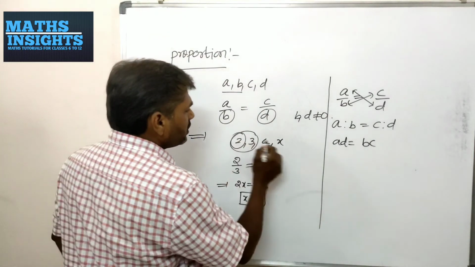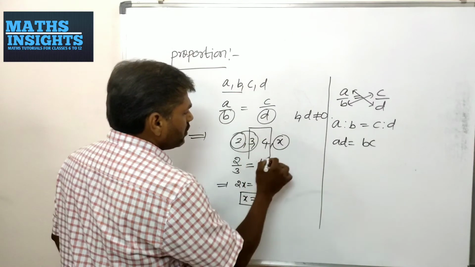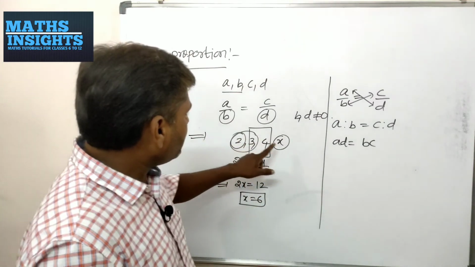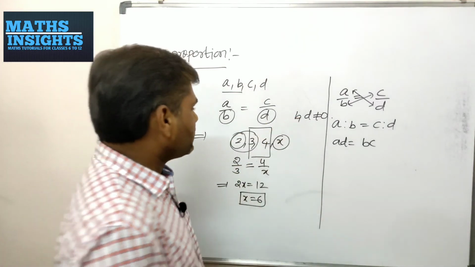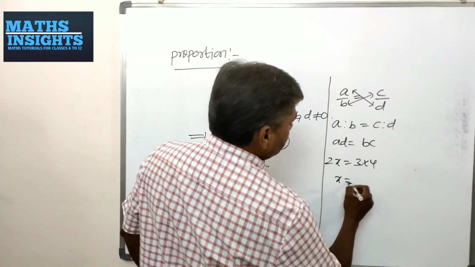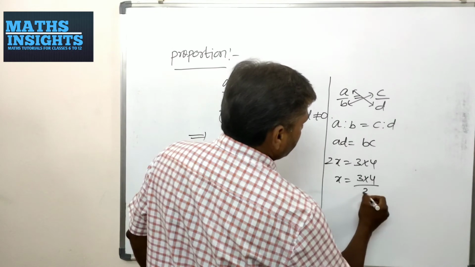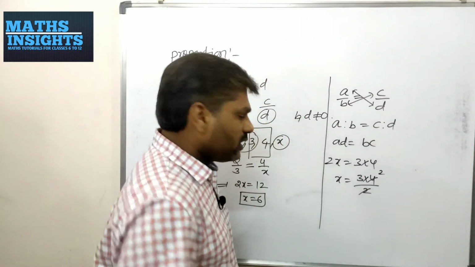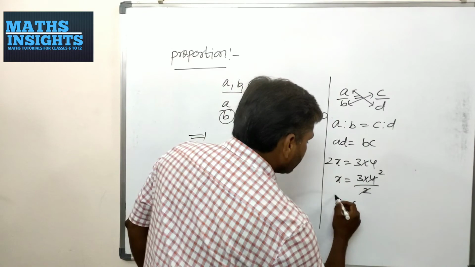See, these are extremes and these are means. Product of extremes is equal to product of means. Therefore 2x is equal to 3 into 4 directly. x is equal to 3 into 4 by 2. 2 ones are 2, 2 twos are 4. Therefore x is equal to 6.